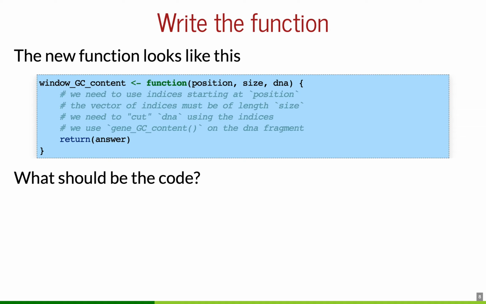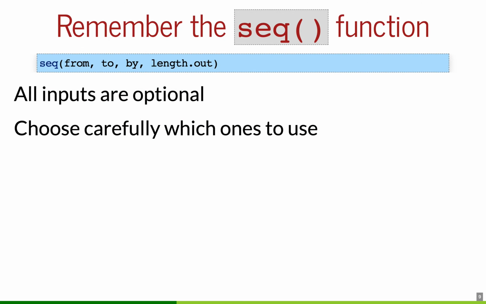Okay, for solving this part, we should remember something from the first class of the previous semester. The sequence function, that is not a DNA sequence, is instead a sequence of numbers. It has several inputs. All of them are optional, but you have to choose them carefully. You can specify from value to value, and it will fill them in, or we can say from and how many we want, and the end will be calculated automatically. And by will allow us to go 10 by 10, 20 by 20, or whatever we want. It will specify the step.